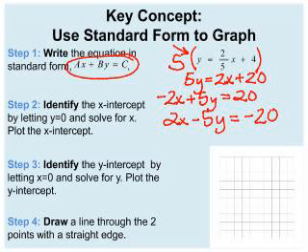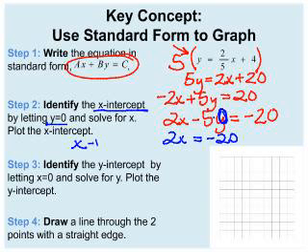Step 2, I want to identify the x-intercept by allowing the y to be 0. So if I substitute a 0 in here for the y, I have 2x minus 0 is equal to negative 20. So my x-intercept will be negative 10.